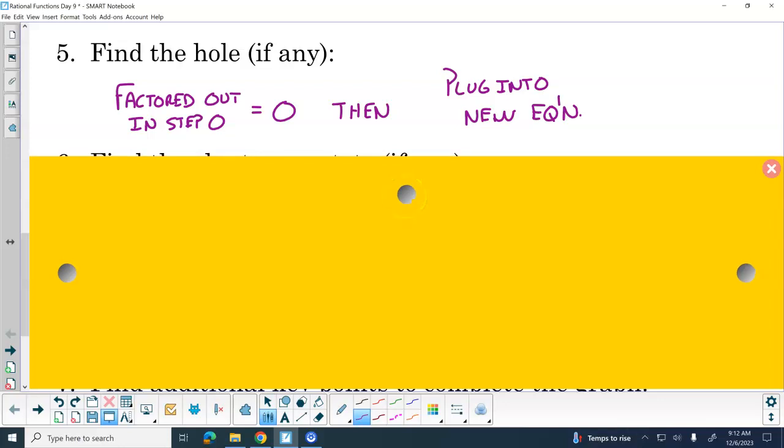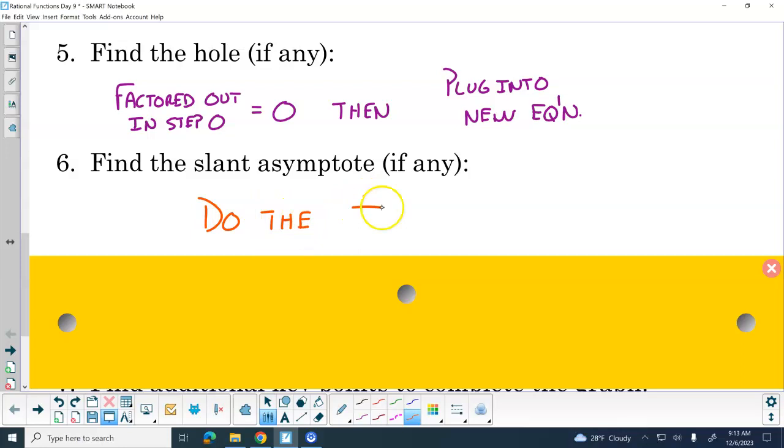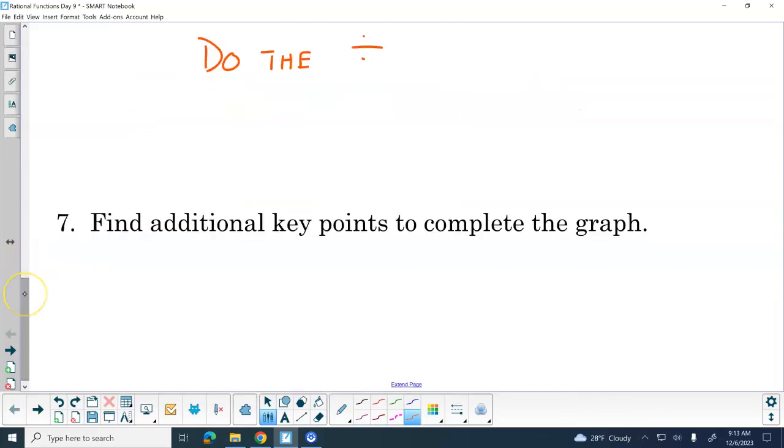Step 6. Slant asymptote. How do we find the slant asymptote? We do the division, yeah? And then lastly, step 7. Extra points, okay? And we should have points in all of our zones, right? Remember, we zone it with vertical asymptotes. Okay? All right? So that should be your supplemental note sheet now.